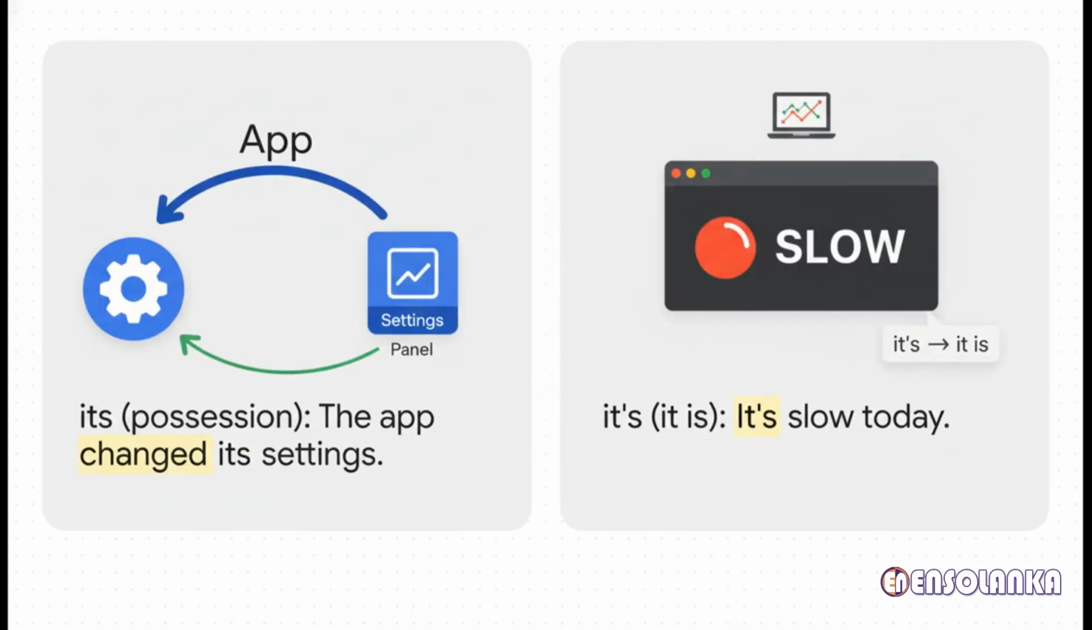Okay, pay close attention to this one, because it's a small detail that just screams professionalism. Its, without an apostrophe, shows possession. The app changed its settings. It's, with an apostrophe, is just a short way of saying it is. It's slow today. If you confuse these in documentation, you're just creating unnecessary friction for whoever is trying to read it.